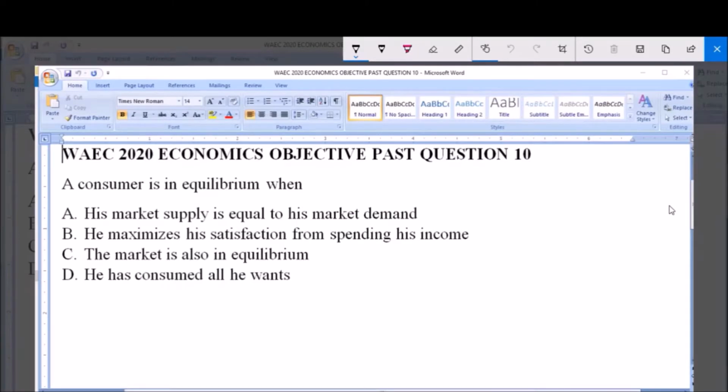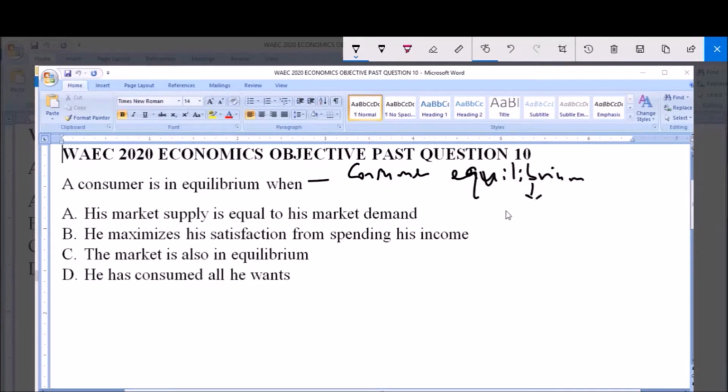A consumer is in equilibrium when A. his market supply is equal to his market's demand, B. he maximizes his satisfaction from spending his income, C. the market is also in equilibrium, D. he has consumed all he wants. Now, this concept is known as consumer equilibrium.